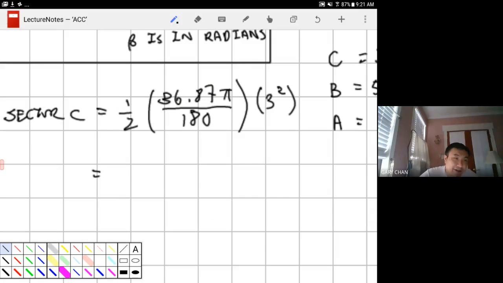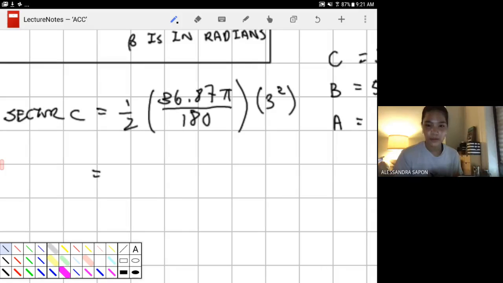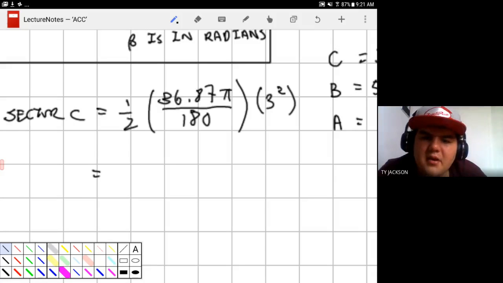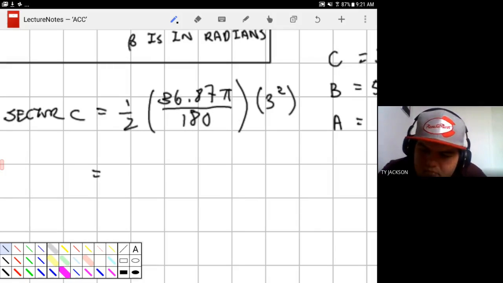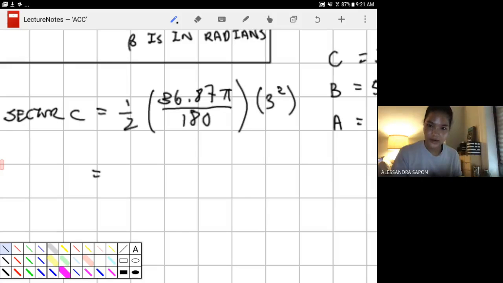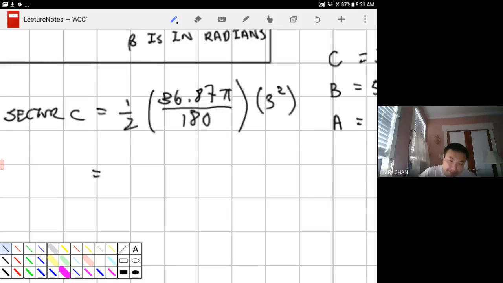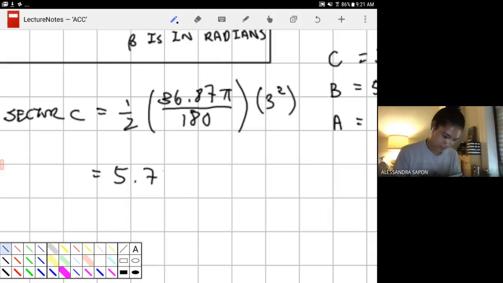Sasha, if you can, because you have the calculator handy, can you do the computation? Do I do pi or like 3.14? Pi. And do I put times 9 because 3 squared? Yep. 5.791526057. Oh, I forgot to multiply that by 1/2.